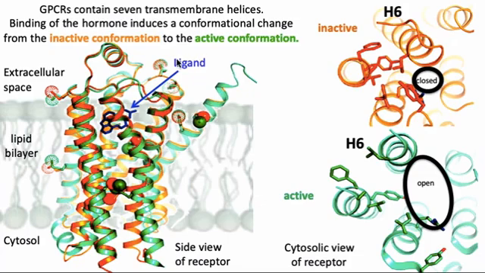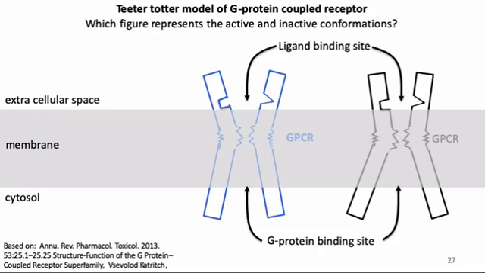Another point of interest here is we're showing where the ligand is on the outside of the membrane. It will not get through the membrane into the inside. Rather, it is the conformational change that brings the signal into the cell.